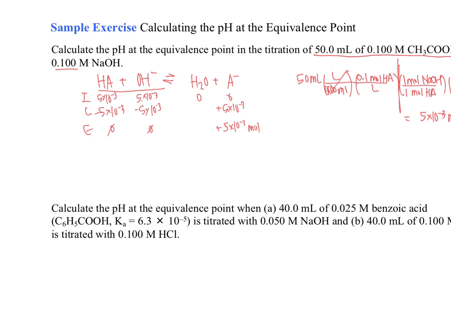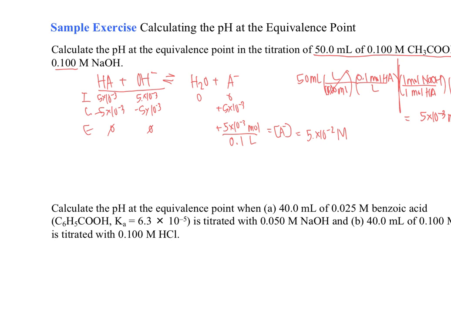So that's my amount. I'm going to find the concentration by dividing by the volume. I mixed 50 milliliters of acid with 50 milliliters of hydroxide, so that gives me 100 milliliters of total solution, so I have 0.1 liters. So my concentration of acetate is 5 times 10 to the negative 2 molar.